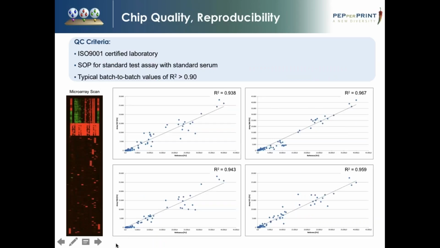So just briefly about our chip quality and reproducibility. This is something we take very seriously. We have an ISO 9001 certified laboratory. We have standard operating procedures for each test assay with a standard serum. This is just showing an example of batch-to-batch values. As you can see, a correlation coefficient of above 0.9 is very typical, and it's our requirement to pass QC.